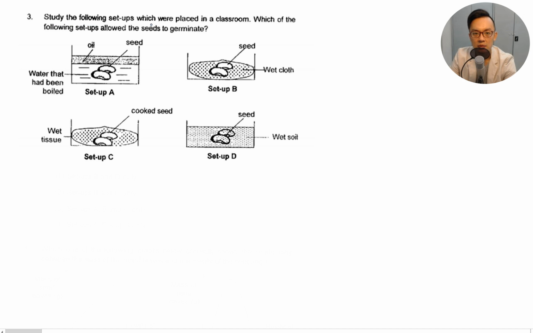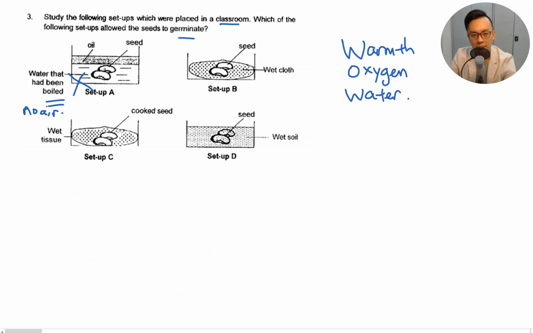Study the following setups which were placed in a classroom. Which of the following setups allowed the seeds to germinate? So again, germination requires WOW, which is warmth, oxygen, and water. So water that has been boiled, remember, boiled water has no air. So this one is not going to germinate because there's no air.